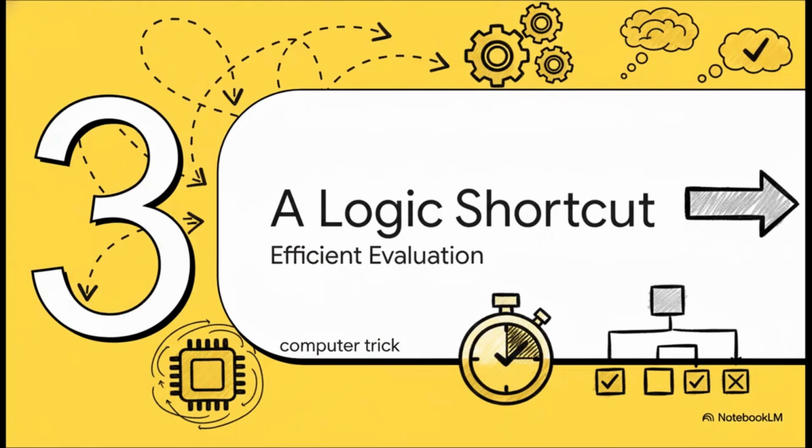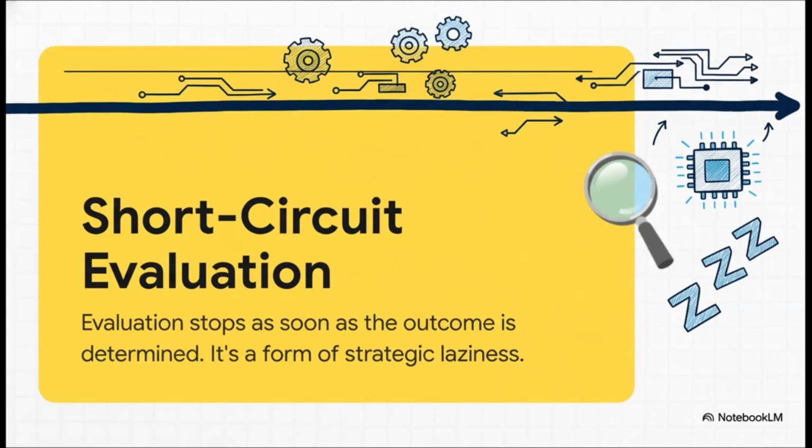Okay, so now that we get what makes code complex, let's look at a really clever trick that computers use to blaze through all these decisions without wasting any energy. It's a technique called short circuit evaluation. Honestly, you can just think of it as the computer being strategically lazy. It reads a logical statement from left to right, and the absolute second it knows the final answer, it just stops. It doesn't do any extra work it doesn't have to.